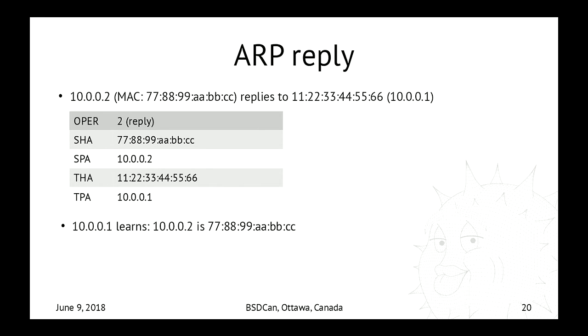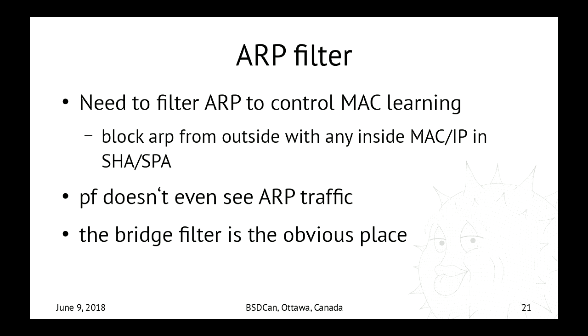The operation now is reply. The source hardware address now is that 10.0.0.2 system's MAC address. The source protocol address is 10.0.0.2. And the target hardware address is the requesting system's MAC address, and the target protocol address is the requesting system's IP address, because it's a reply, right? And we want to be able to filter on that. In OpenBSD, as we speak, nothing could do that.